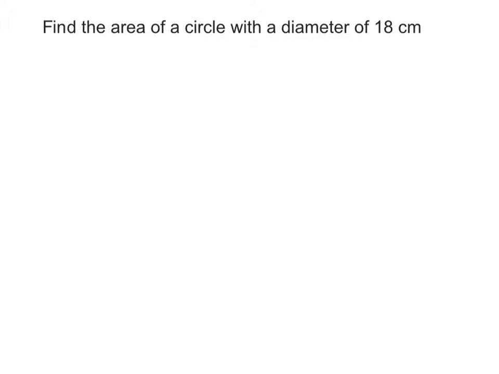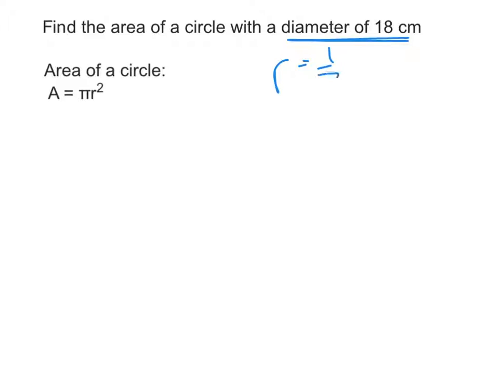Now let's find the area of a circle with a diameter of 18 centimeters. Remember that our formula is A is equal to pi r squared. But in this problem, we don't have the radius, we have the diameter. But what do we know about the diameter? Exactly, that the radius is 1/2 of the diameter. So if our diameter is 18, then our radius is 1/2 of 18, which we know is 9.